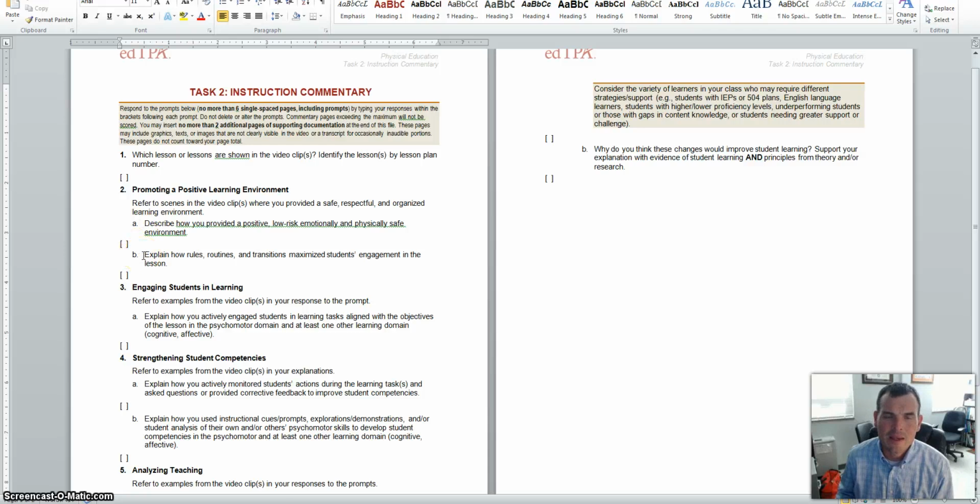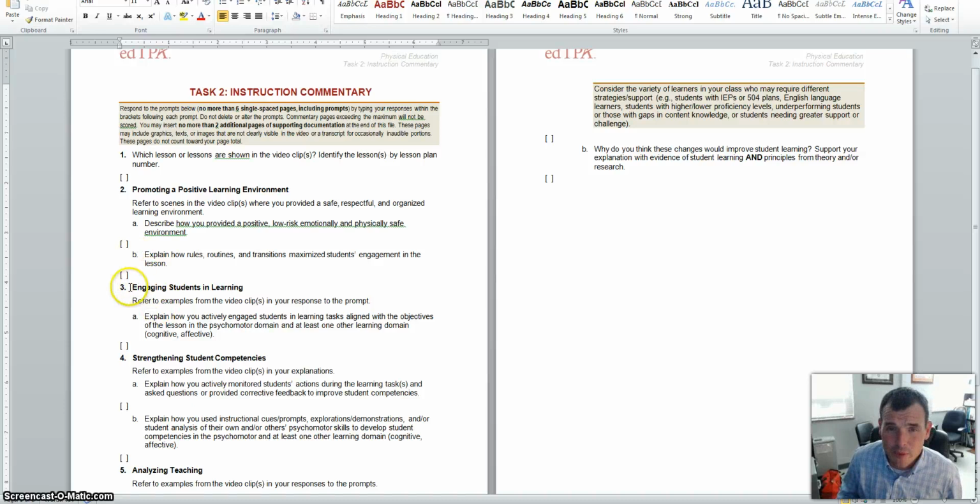Part B, explain how rules and routines and transitions maximize student engagement in the lesson. In other words, your protocols, what impact do they make? What are you doing to minimize the amount of management time? Anytime a scorer is looking at your videos, they want to see students engaged. They want to see limited time used towards instruction. In other words, you're not just talking for the sake of talking. And they want to see students actively engaged in the learning.